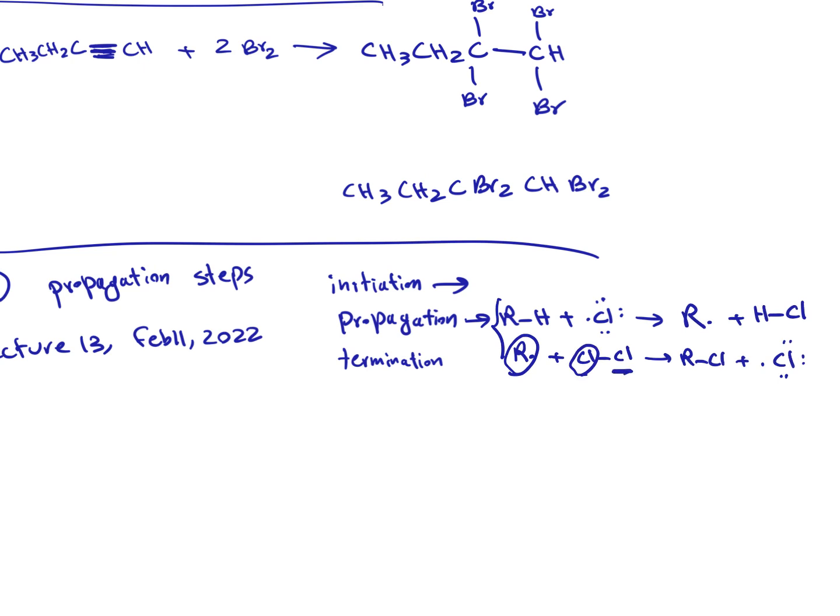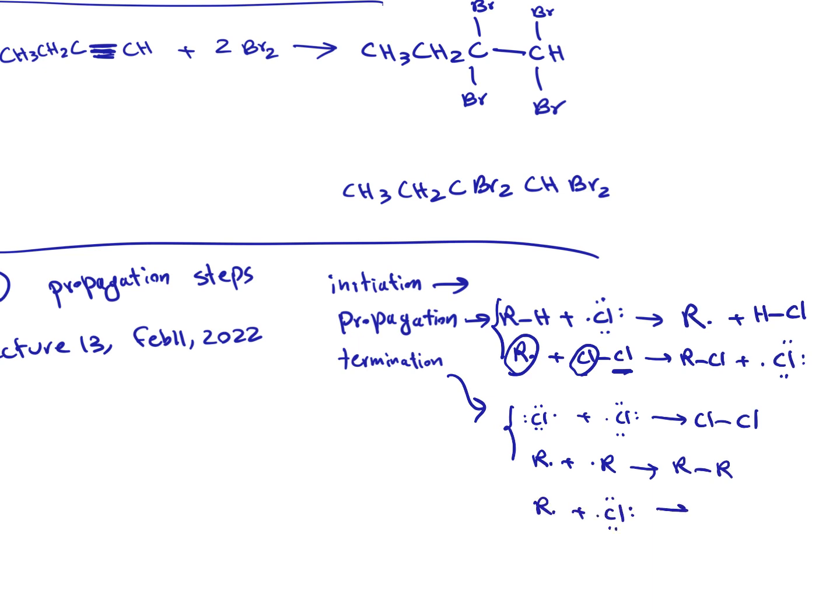And in the termination step, all the radicals came together. So whether Cl plus Cl gives Cl2, or R plus R gives R2, or R plus Cl gives RCl, right? So now that we know this, in the chlorination of methane, the propagation steps, so we say steps because there are 2 steps, right, involve forming what?